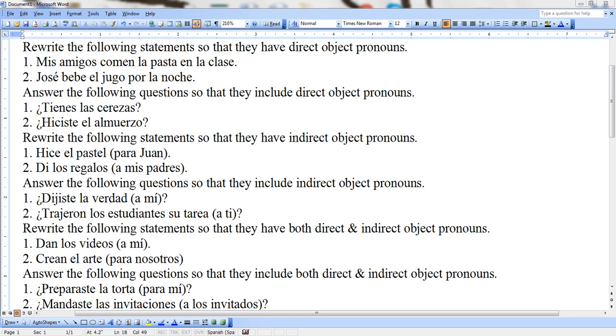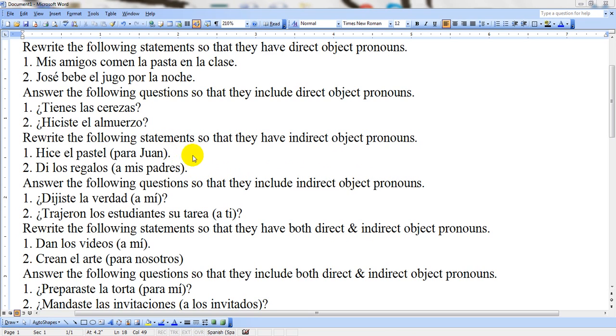So what I'm going to do for this first section, I'm going to explain this to you. If you already understand it, you can pause the video now and start doing it, go for it. But if you want to pause this first part, just rewrite the sentences so that they have a direct object pronoun instead of a direct object noun. These questions have direct object nouns in the questions. Answer them, but change the noun to a pronoun in your answer.